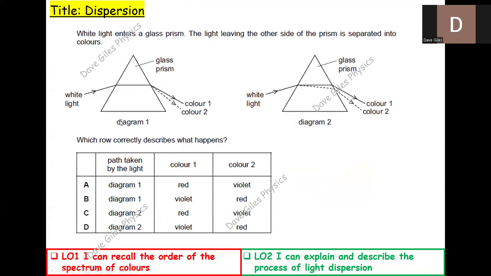Well, it is splitting inside the prism as well. So we know it's going to be diagram 2. So we know it's either C or D. Color 1 is going to be the one that bends the least. So that's going to be red, and color 2 is violet. So therefore, the answer is C.